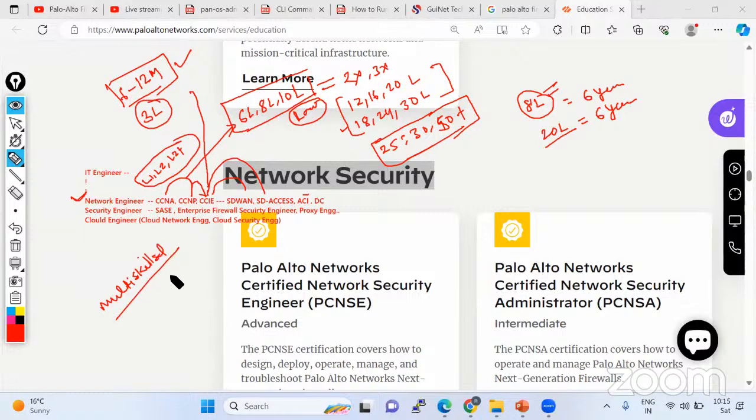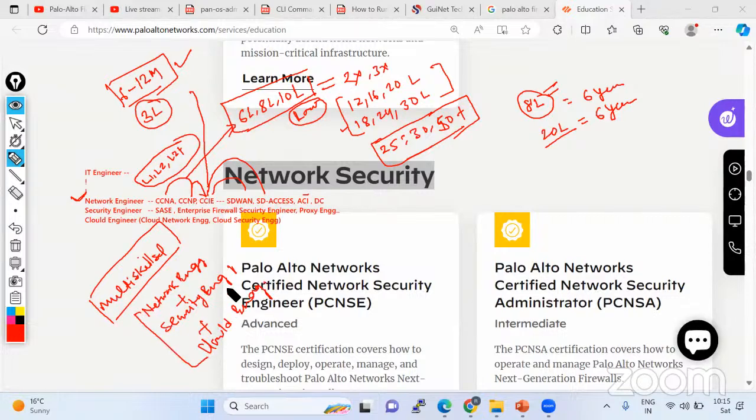So in this multi-skill set, what is going to happen? Companies are not just looking for the network engineer. They are looking for a combination of the network engineer along with the security engineer, plus a cloud engineer. So this is the market trend.